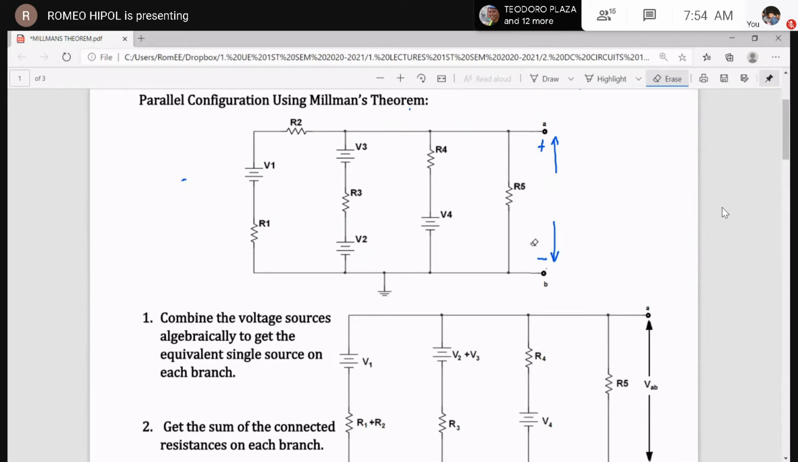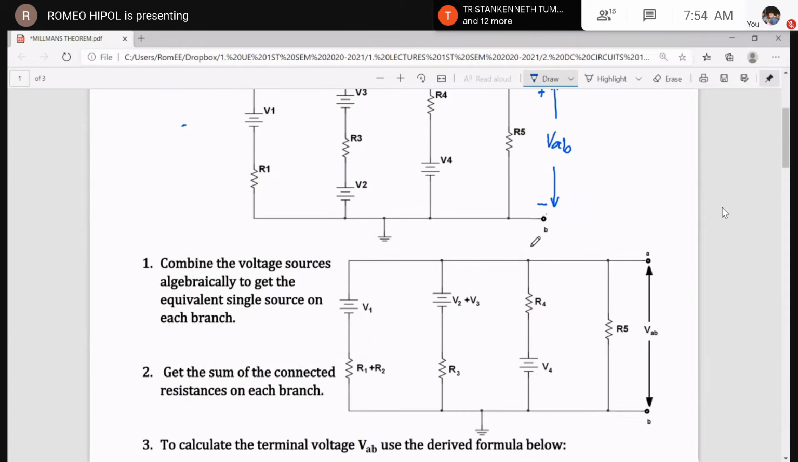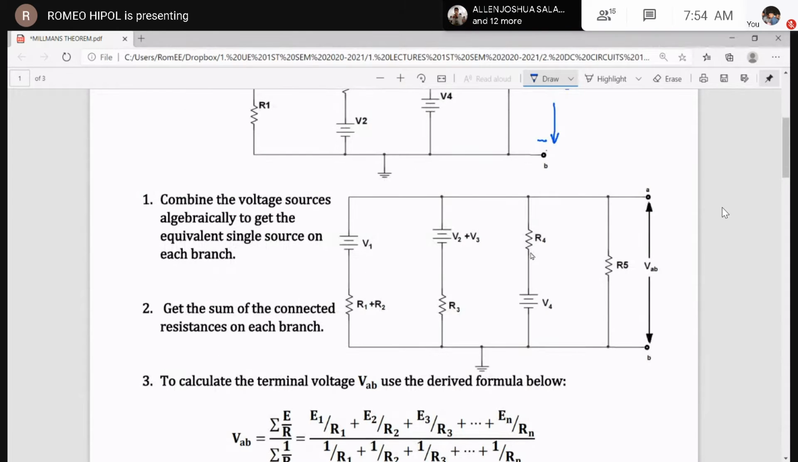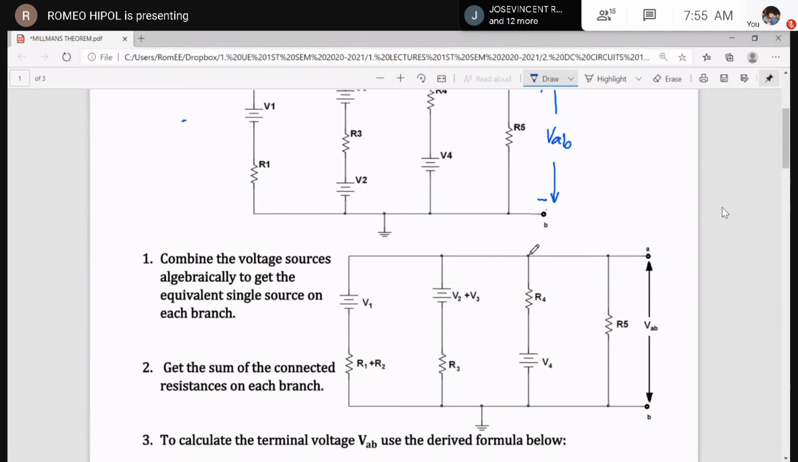Okay, so let's proceed. So we have simplified circuit ito in combination. So we have branch number one. So for the branch number one, we have V sub one and series resistor R1 and R2. While for branch number two, we have a combination of V2 and V3. So since they are additive, then we have series connected resistor R3. And for the third branch, we have R4 and V4. For the fourth branch, we have resistor R5.